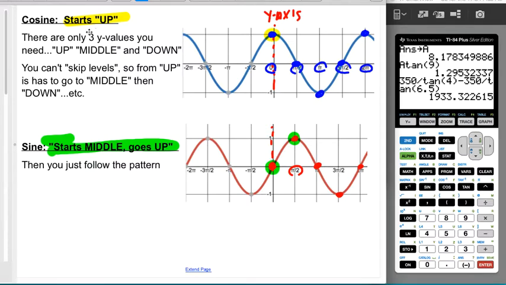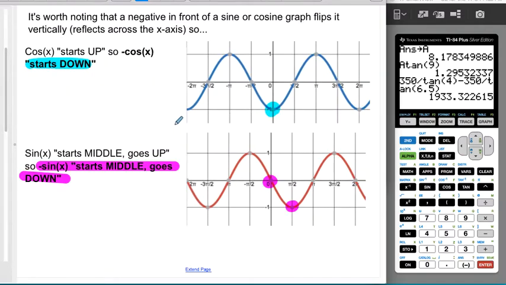So you want to memorize that cosine starts up, because from the top, it's going to have to go to the middle and then all the way down and then back to the middle. It's the same pattern forever. Sine starts in the middle and then goes up. And it's going to matter when we're graphing things. So it is worth noting that if you put a negative in front of the cosine, right, it starts down. So essentially, if you put a negative, remember it flips across the x-axis. So if you put a negative, regular cosine started up, and this is going to start down. Regular sine started in the middle and went up, but this is going to do the reverse. It's going to start in the middle and go down. So it's just worth noting.